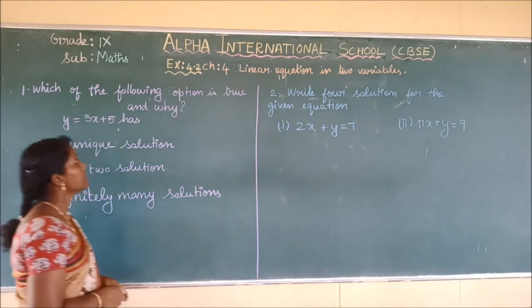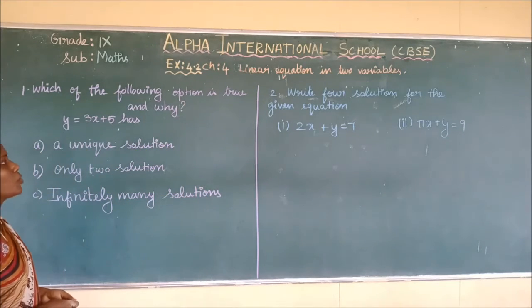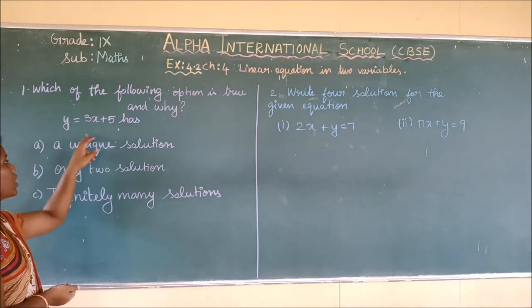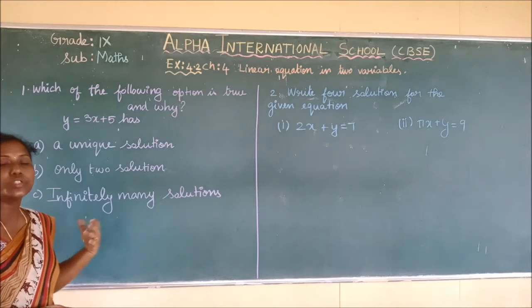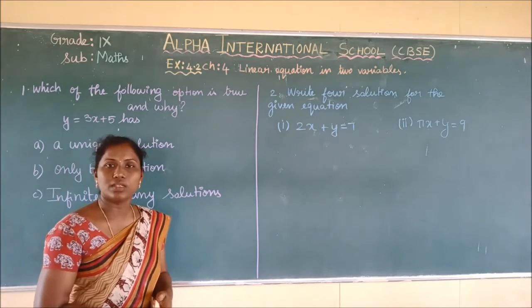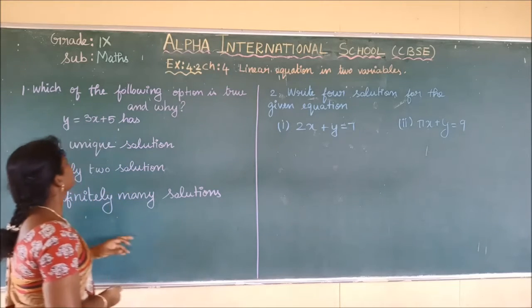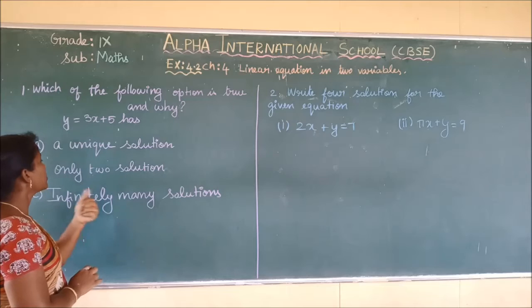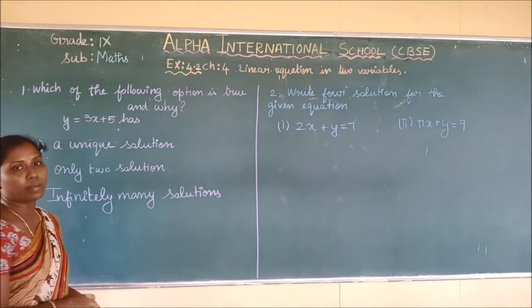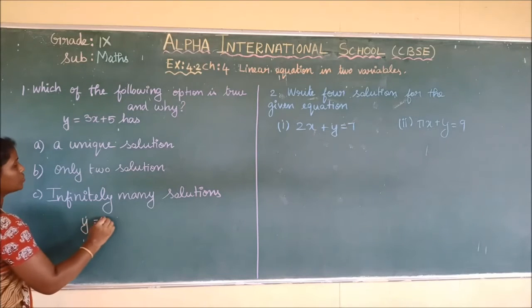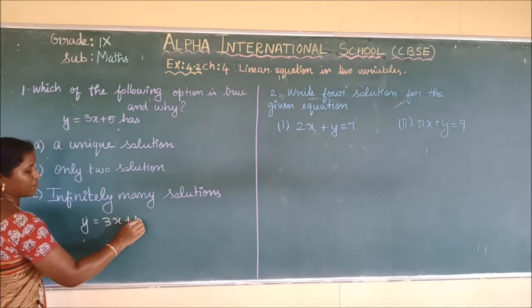In this, the first problem, see here, which of the following options is true and why. We have to tell which option is correct here and the reason also. Okay, see, y is equal to 3x plus 5 has a unique solution, one solution, or infinitely many solutions. What is the given equation here? Y is equal to 3x plus 5.